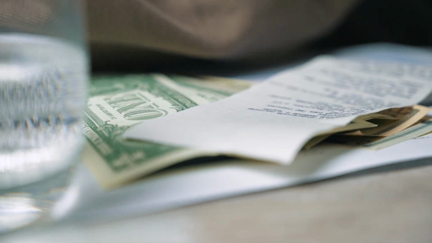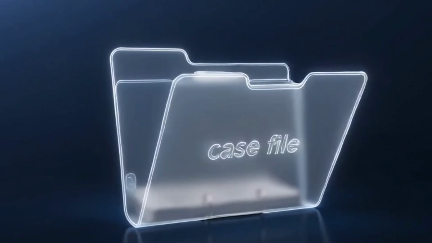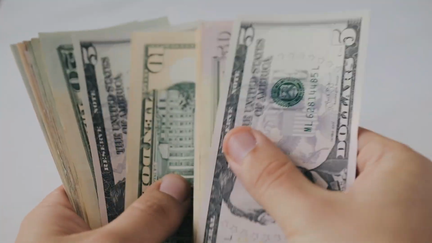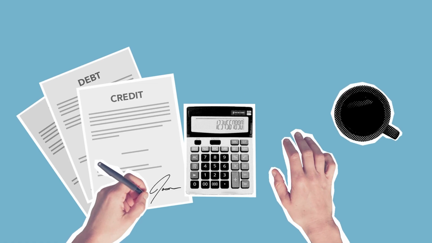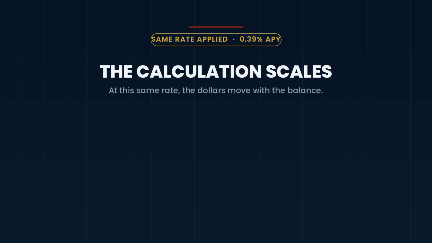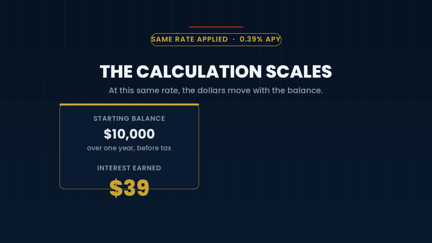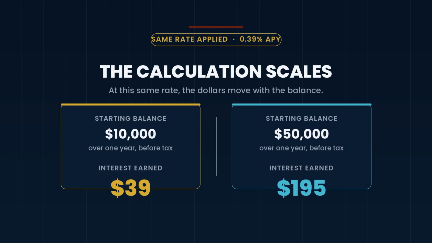A savings balance can look substantial while its yield is almost invisible. In this episode, we will turn the percentage into dollars, test the trade-offs, and build a cash audit you can run from your own statement. The calculation also scales. At this same rate, $10,000 produces $39 over a year. $50,000 produces $195. Those are simple estimates before tax, not account statements.